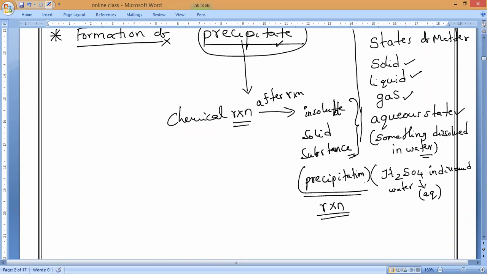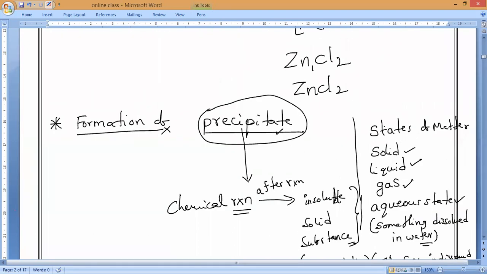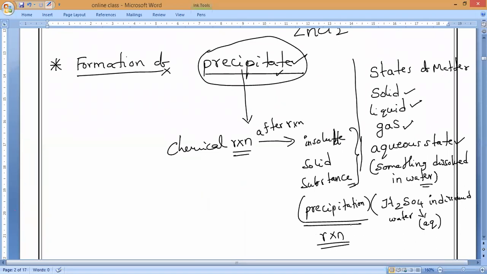What is it called? Precipitation reaction. That substance is called the precipitate, and that reaction is called the precipitation reaction. We will study the types of reaction later. So what is a precipitate, guys? A solid product which separates out of the solution during a chemical reaction. Once the chemical reaction is carried out, an insoluble solid forms at the bottom of the beaker. That is what is called a precipitate. Can you remember this? Please remember.